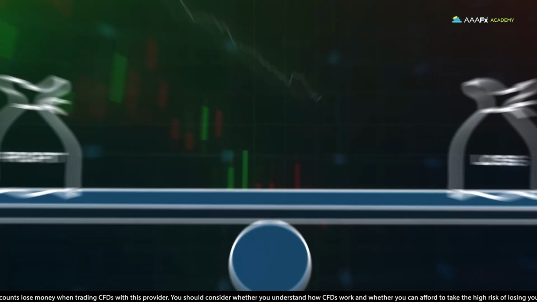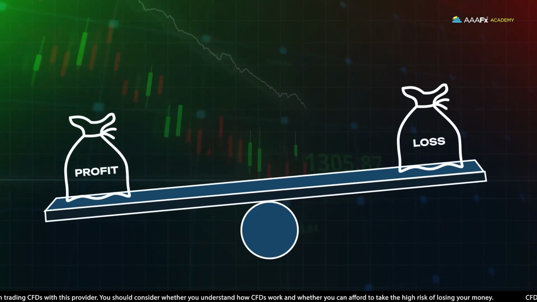In other words, entry and exit points are your secret weapons for balancing the scales of profit and loss.